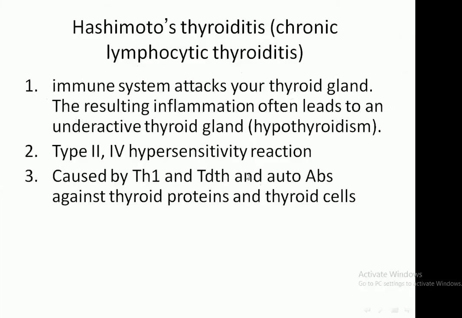Another autoimmune disease is Hashimoto thyroiditis, which is a chronic lymphocytic infiltration of the thyroid gland. The immune system attacks the thyroid gland, resulting in inflammation and leading to an underactive thyroid gland, which is hypothyroidism. It is a mixed type 2 and type 4 hypersensitivity reaction, caused by T helper 1 and T delayed type hypersensitivity and autoantibodies against the thyroid protein and the thyroid cells.